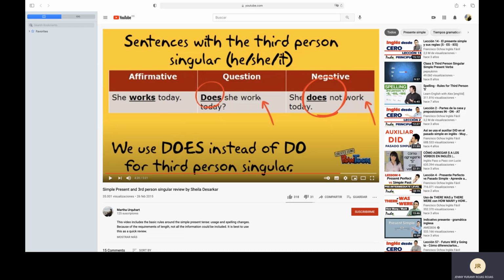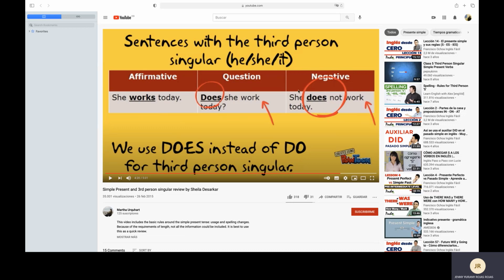Does she work? Y fíjense lo que pasa acá con el verbo. Como ya aparece este auxiliar, este ya me está ayudando a construir una pregunta, entonces ya me deshago de la regla. Entonces ya el work no lleva ese ¿por qué? Porque aquí apareció el auxiliar. Does she work today? She does not work today.